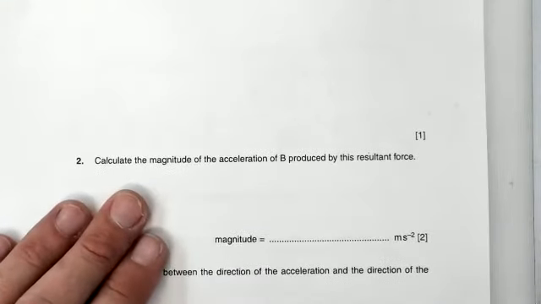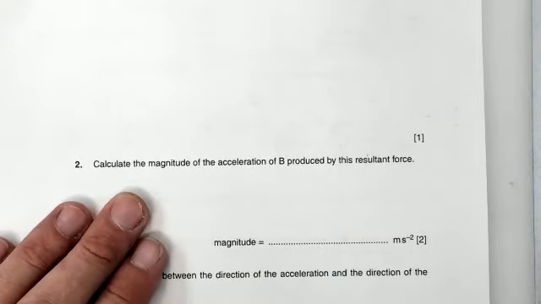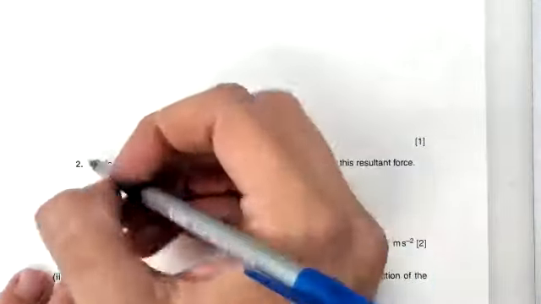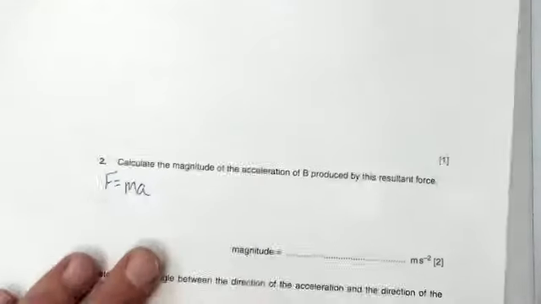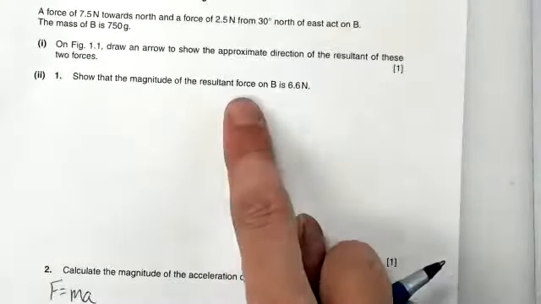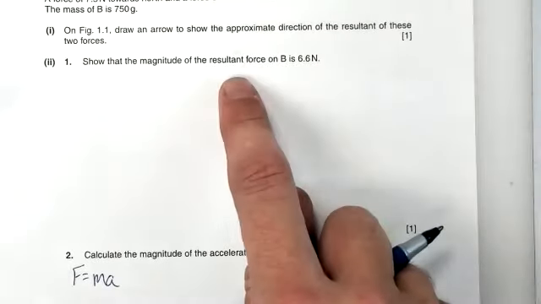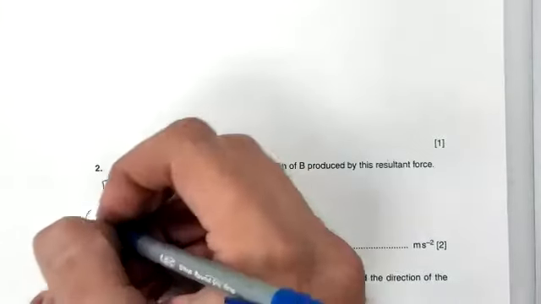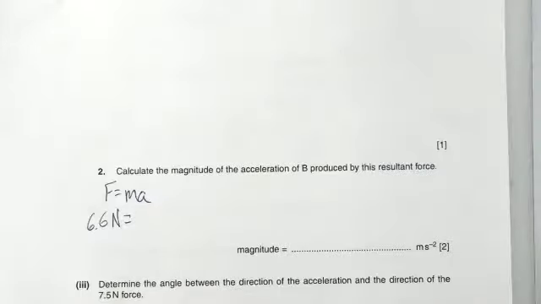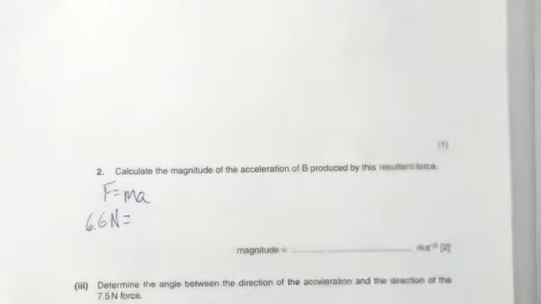The question goes on to read, calculate the magnitude of the acceleration of B produced by this resultant force. We're going to take care of this one right now together. F equals ma. Even if you didn't know how to show that the resultant force is 6.6, you at least know that the resultant force is 6.6. So we know the resultant force. It's 6.6 newtons. Remember from week 1 what a newton is. A newton is a derived unit that's equal to a kilogram meter per second squared.